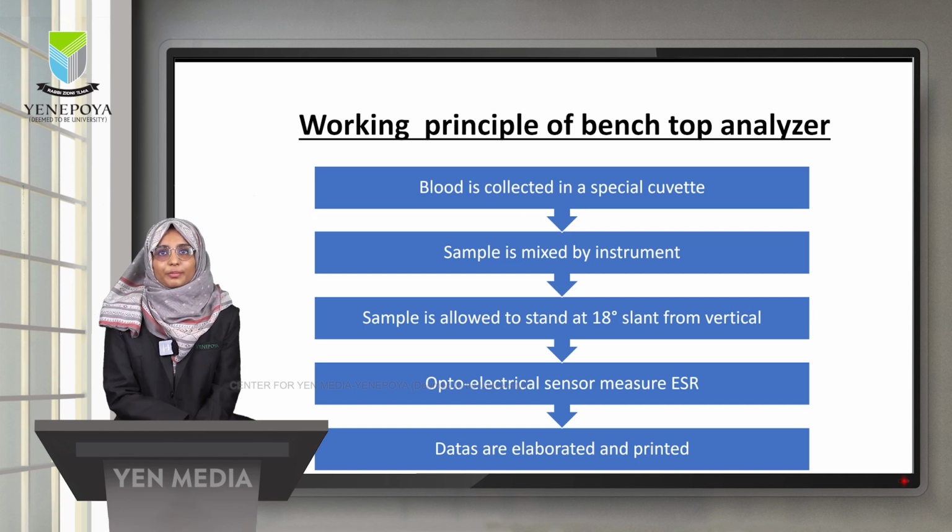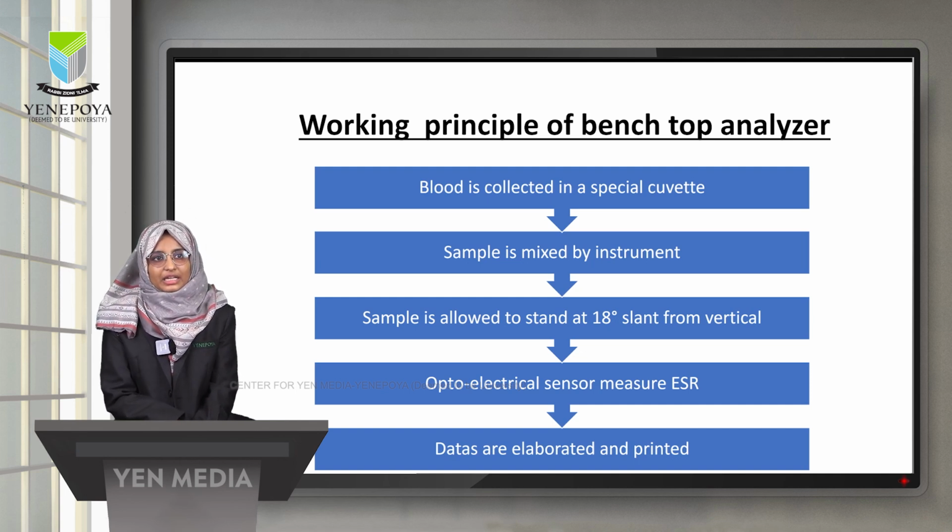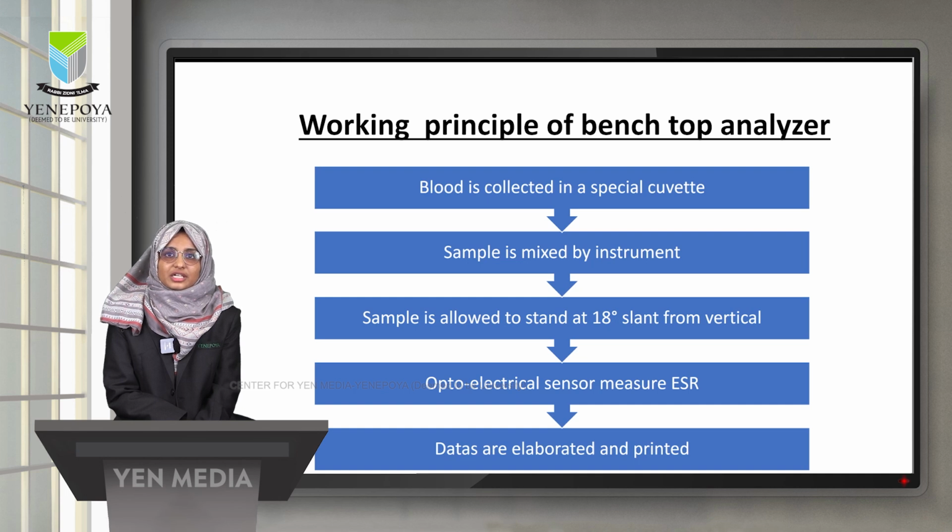Working principle of the automated benchtop analyzer. Blood is collected in a special cuvette. The sample is mixed by the instrument. The sample is then allowed to stand at 18 degrees slant from the vertical. Optoelectrical sensors will measure the ESR and the data which are available are elaborated and printed by the instrument.